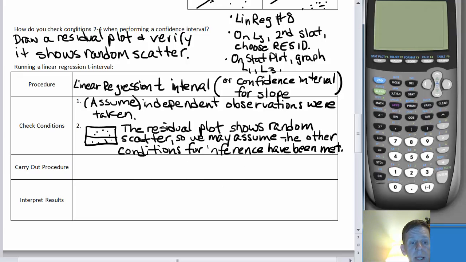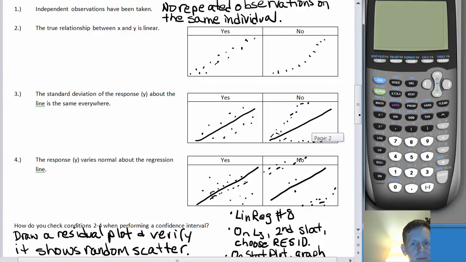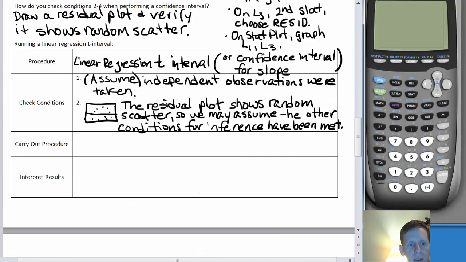So that's what we're going to write here. We're going to say the residual plot shows random scatter, so we may assume the other conditions for inference have been met. And this is addressing the second, third, and fourth conditions we had mentioned earlier. To carry out the procedure, we're estimating what the population slope is.